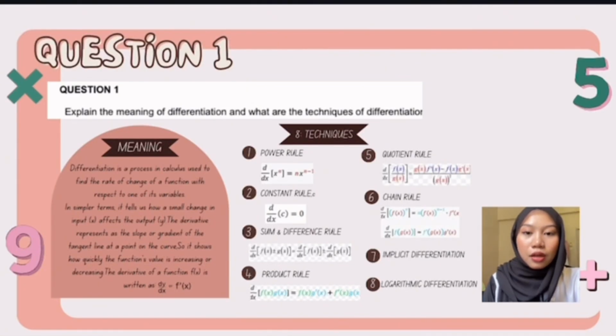Fourth, we have the product rule. It is used when two functions are multiplied together. Fifth is the quotient rule. It is used when we divide one function by another. Then we have the chain rule. It is used when we have a function inside another function. Next is implicit differentiation. It is used when we cannot isolate y easily and both x and y are mixed in an equation. Lastly, we have logarithmic differentiation. It is used when we are dealing with complicated products, quotients, and functions raised to a power.